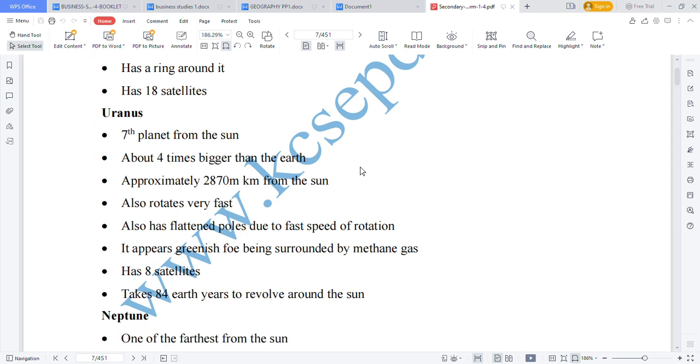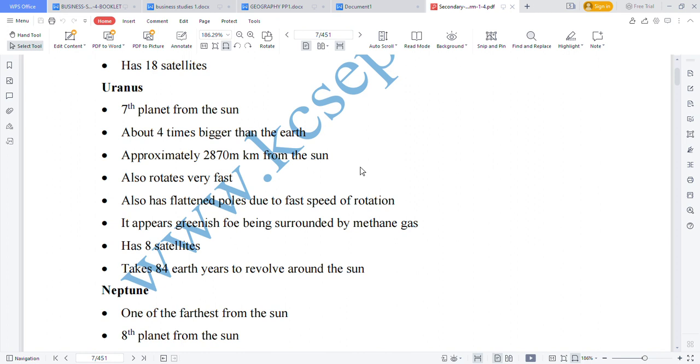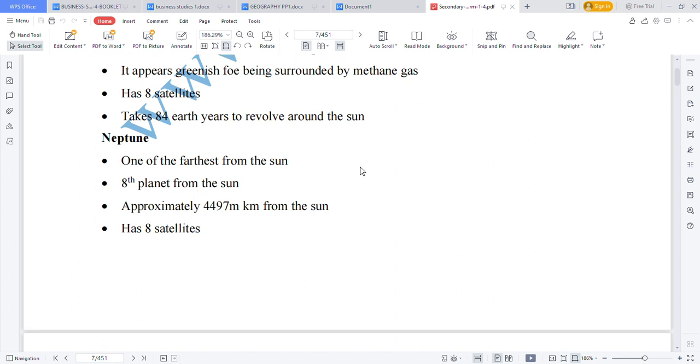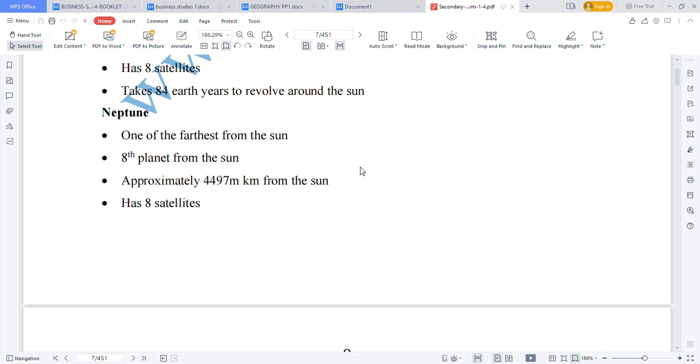We have Uranus, seventh from the Sun, about 4 times bigger than the Earth, approximately 2,870 million kilometers from the Sun. It also rotates very fast, also has flattened poles due to fast speed of rotation, appears greenish for being surrounded by methane gas, has 8 satellites, and takes 84 years to revolve around the Sun.